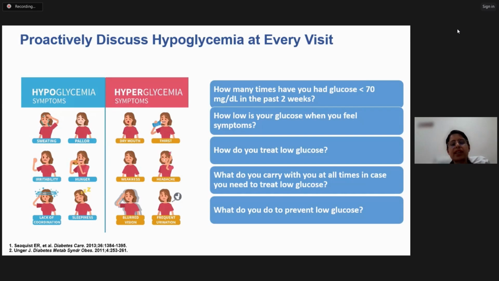Sometimes the symptoms of hypoglycemia and hyperglycemia can be very confusing, especially for people who are newly diagnosed. So that's why it is very important to ensure that they check their blood glucose levels when they have symptoms.